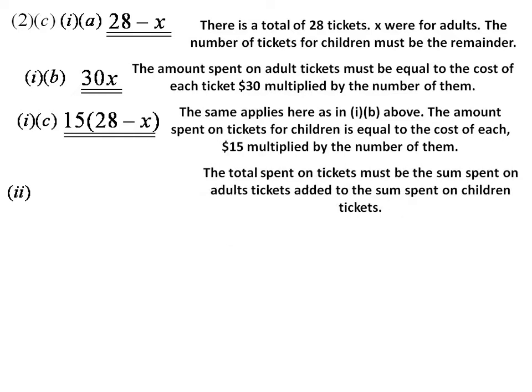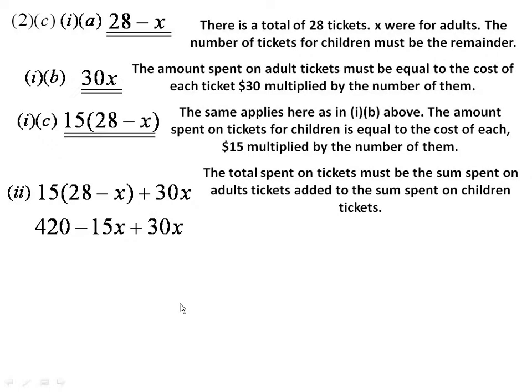The total spent on tickets must be the sum spent on adult tickets added to the sum spent on children tickets. The total will be the amount spent on adult tickets plus the amount spent on children. There we have it. And we are required to simplify that expression. So we take that 15 and we multiply that by 28.